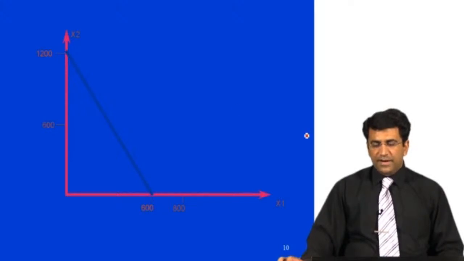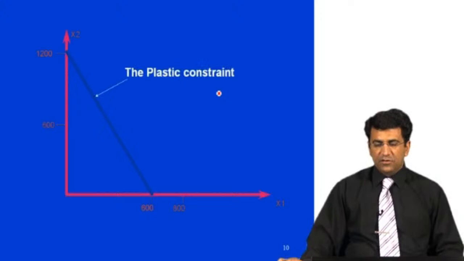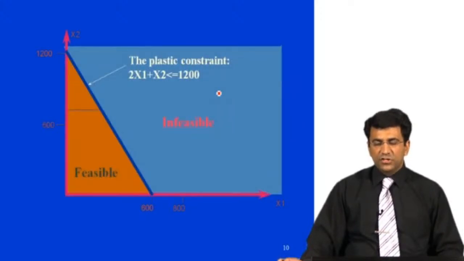Now again, we have taken x1 on the x-axis and x2 on the y-axis, and this is our first line equation that is related to the plastic constraint, that is 2x1 plus x2 is less than or equal to 1200. As you already know how we will draw this line, we will first put x1 equal to 0 and get the value of x2, and then we will put x2 equal to 0 and get the value of x1. So we will get the 2 points on the x-axis and the y-axis, we will connect these points, and finally we will have this equation represented by a straight line.